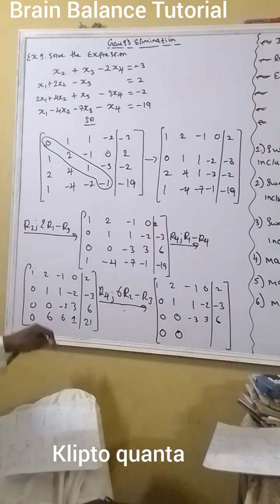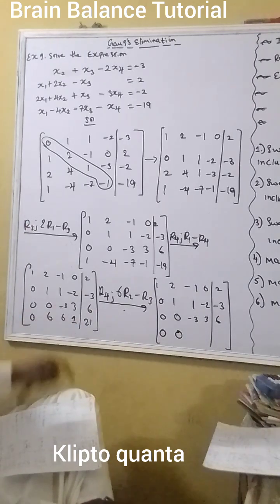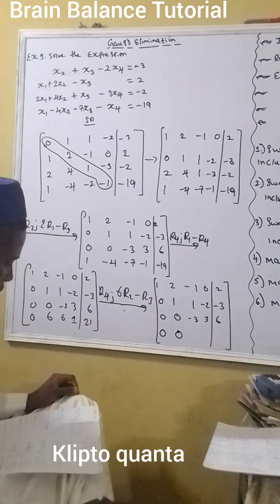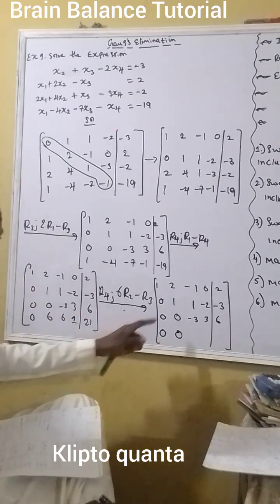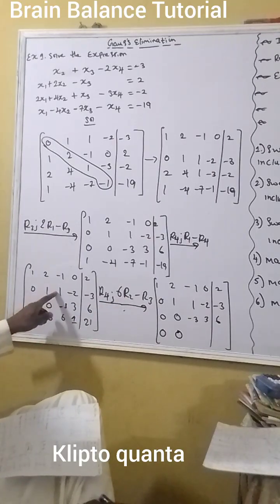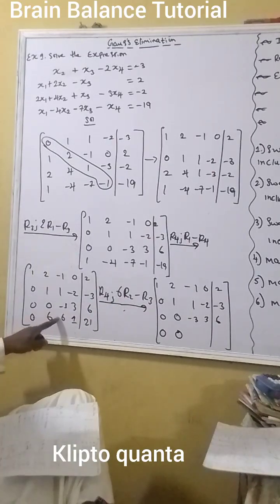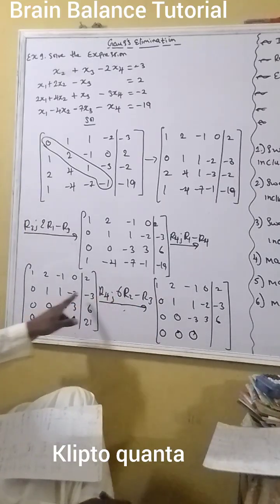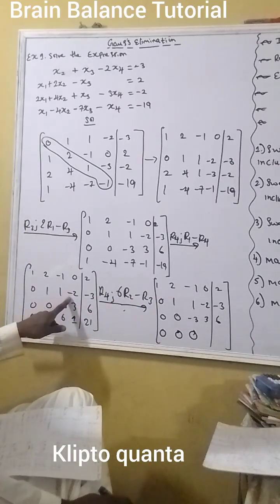Are you with me? Then 6 times negative 3, that gives us negative 18. Then 6 times row 2 rather, that gives us 6. So 6 minus 6, this still gives us 0. Do not forget. So 6 times negative 2, that gives us negative 12.